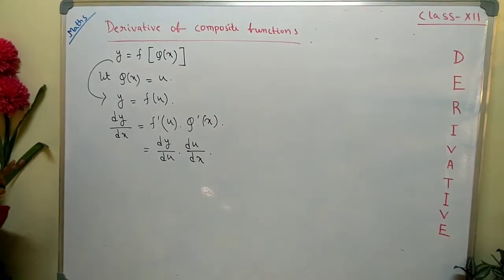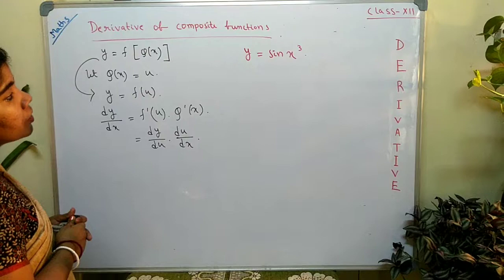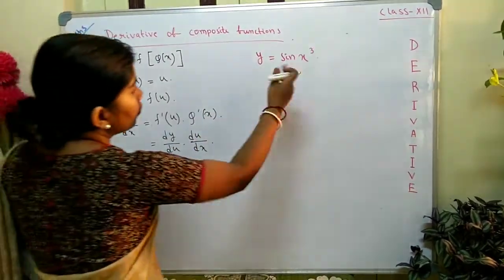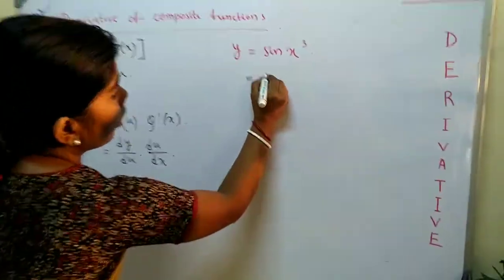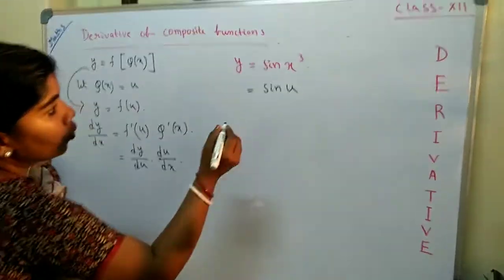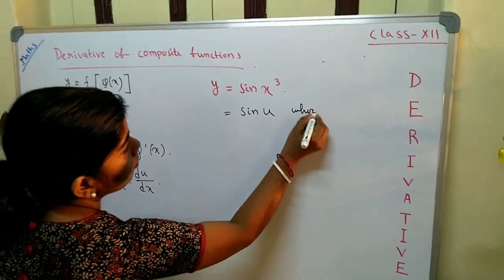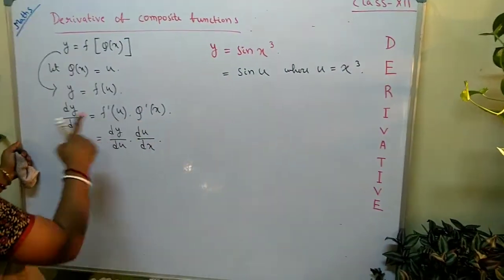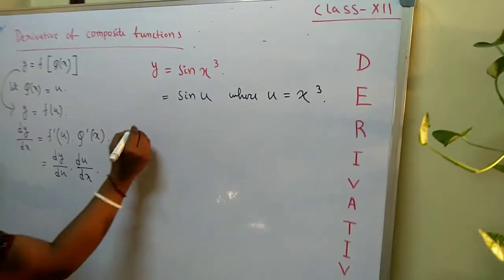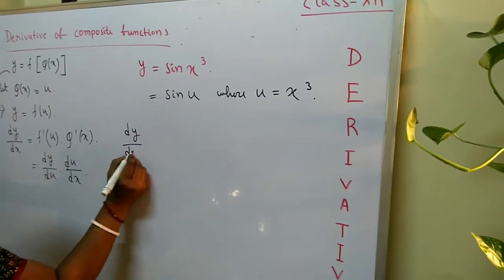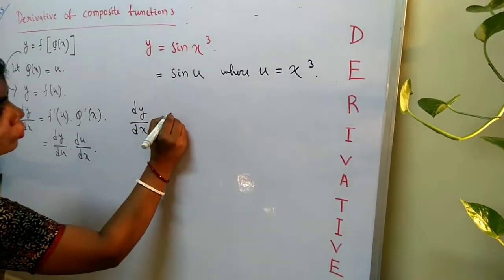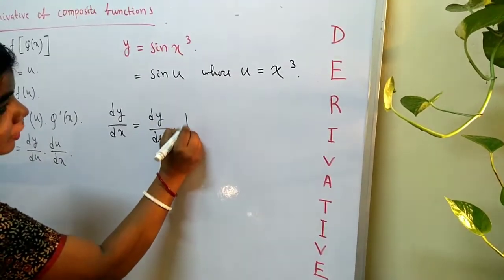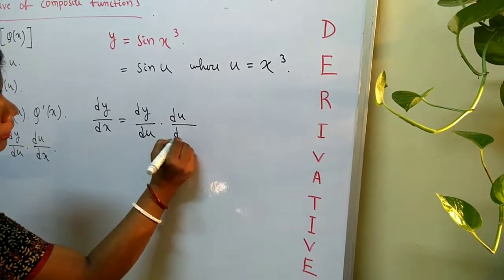I am explaining it with an example. Suppose you have to find the derivative of y equal to sine x cube. So this function can be written as y equal to sine u, where u equal to x cube. So to find the derivative dy dx, what you will do? You have to find dy du at first and then you have to multiply it with du dx.